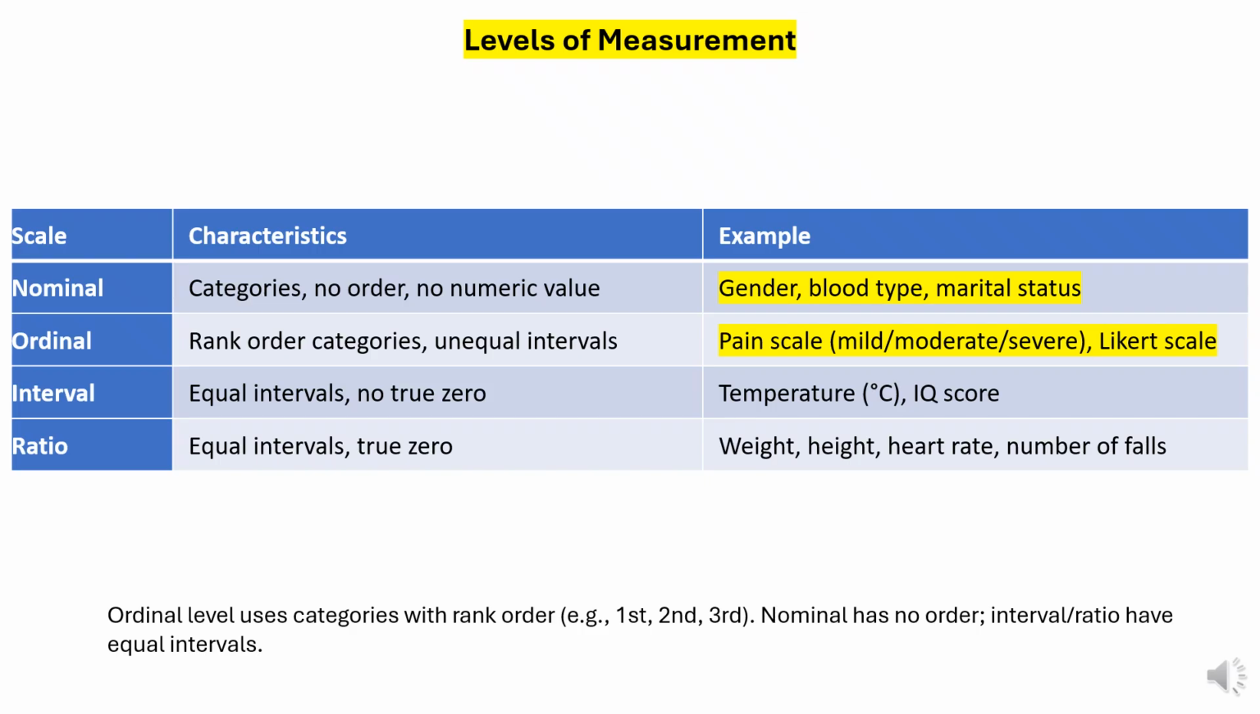someone weighing 40 kilograms. In short, nominal has no order, ordinal has order but unequal intervals. Interval and ratio both have equal intervals, with ratio distinguished by a true 0.